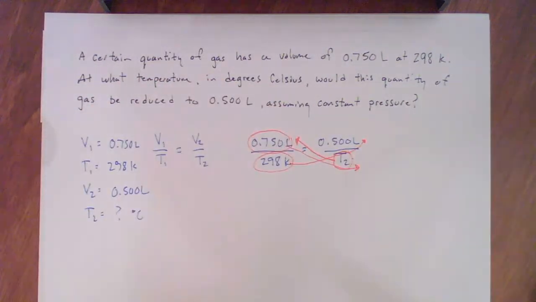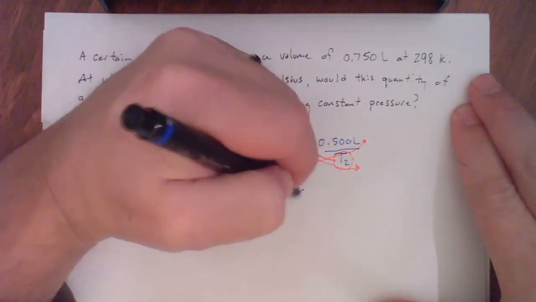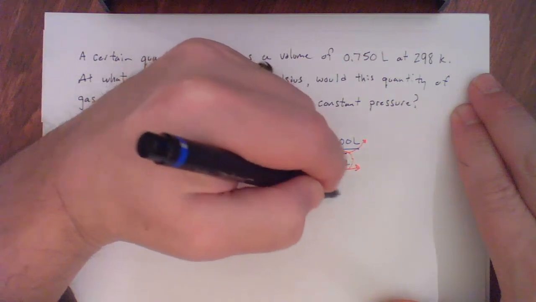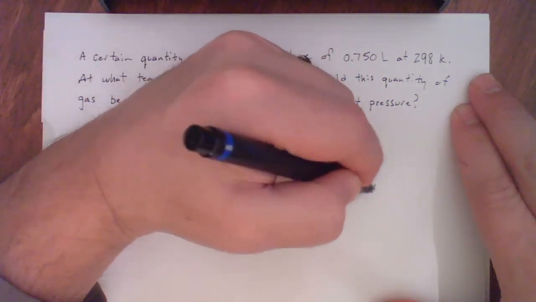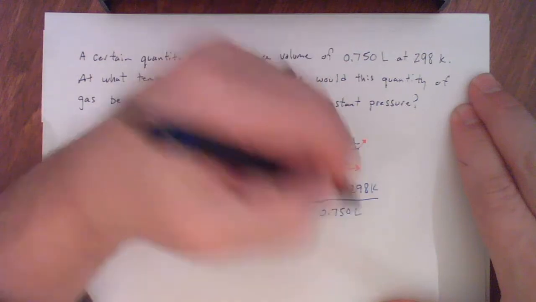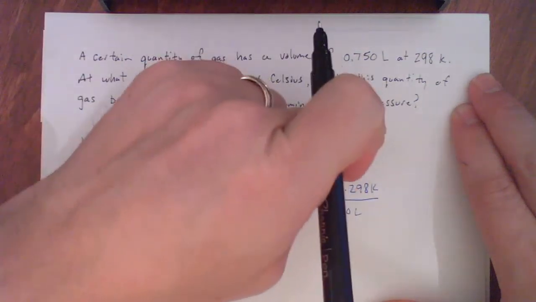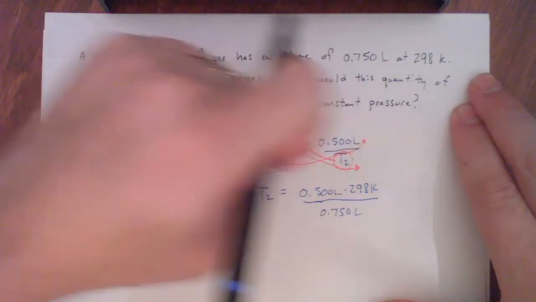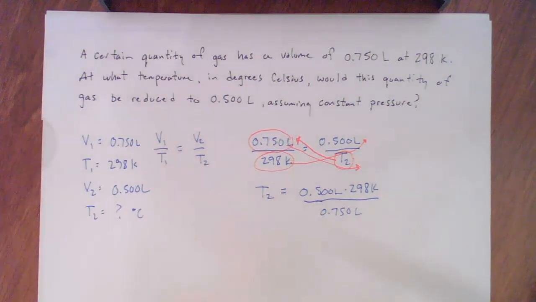So I'm going to rewrite it, showing what we just did with our algebra. It's T2 equals 0.500 liters times 298 Kelvin divided by 0.750 liters. So really we flipped: this went down, this went up, and then this one is where our variable comes over. Now we can just go through and do our calculator work.